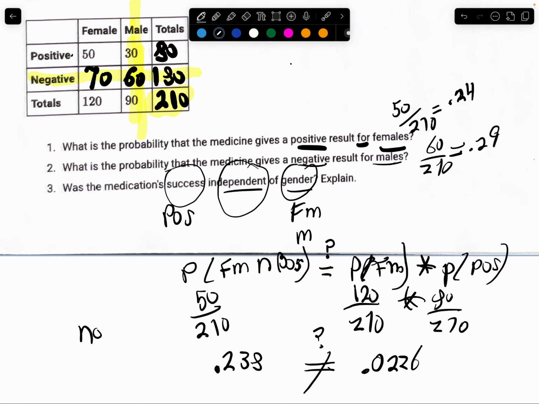So not independent, or you could say they are dependent. Okay, which one depends on the other one? I guess whether you're positive or not depends on if you're a female or a male, I suppose. Okay, so that's our warm up.